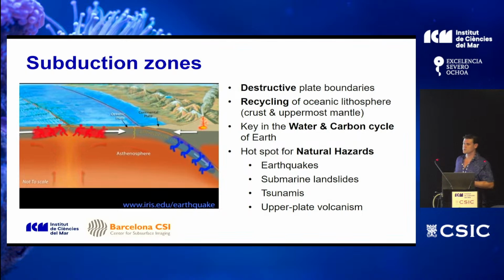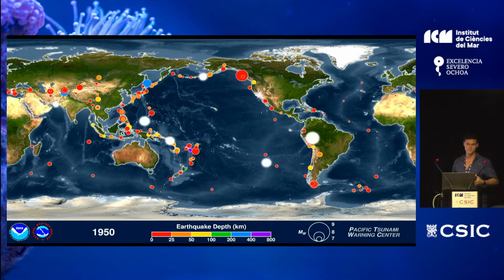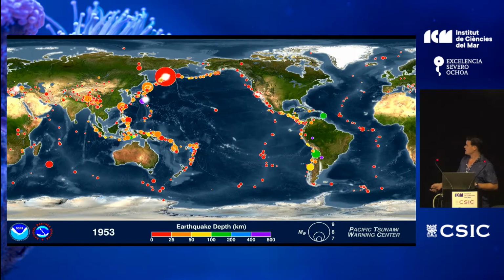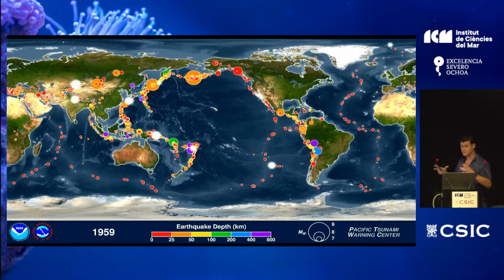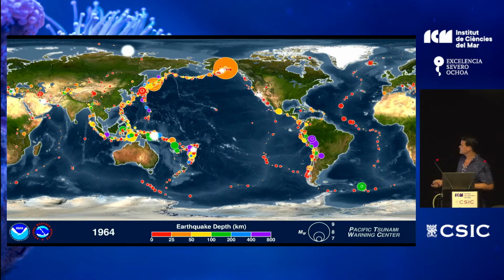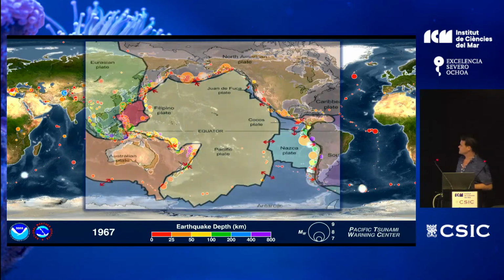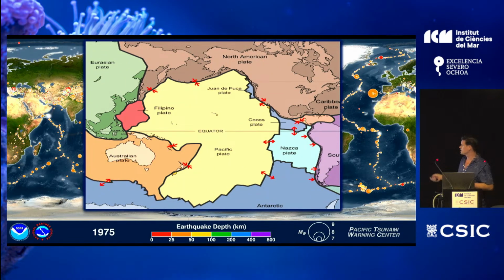They are a hotspot for natural hazards, namely earthquakes, submarine landslides, tsunamis, upper plate volcanism. And I'm going to be focusing on the main one. This is better depicted in this animation, which shows the recording of earthquakes since the 50s. What you can see is that the largest circles depict the magnitude of the earthquakes, so the largest magnitude earthquakes occur along this region over here, which is called the Ring of Fire. And this region is the result of the subduction of large oceanic plates in the Pacific beneath the surrounding continental plates.